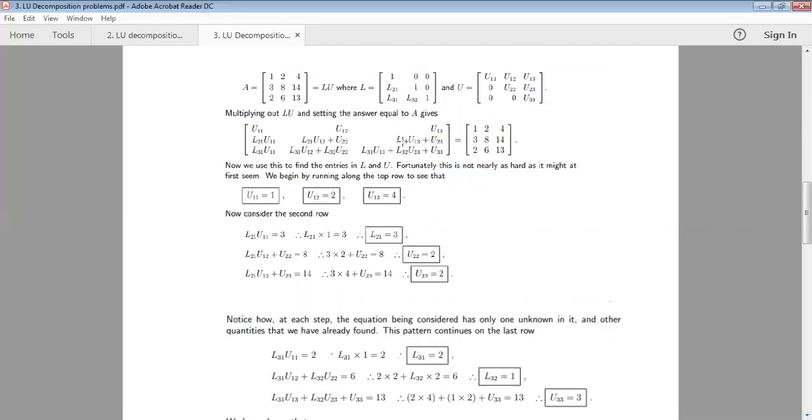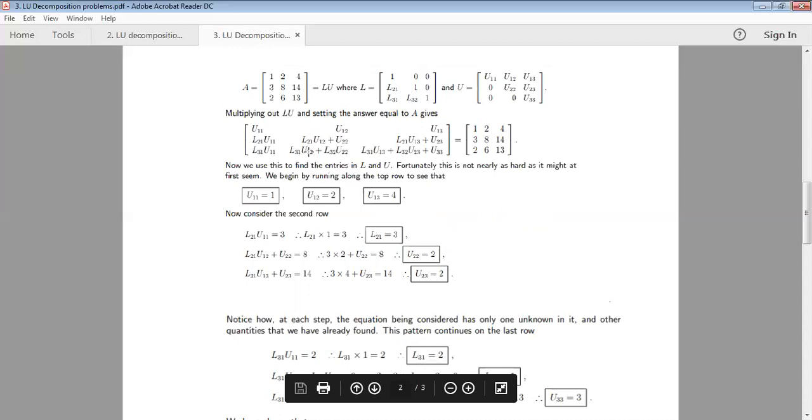Now consider this: L21 U13 plus U23 equals 14. What is our L21 value? L21 equals 3. U13 value equals 4. So 3 into 4 plus U23 equals 14. So U23 equals 2. Similarly, consider the corresponding elements in the third row. L31 U11 equals 2. What is the U11 value? U11 value is 1. Therefore, L31 equals 2.